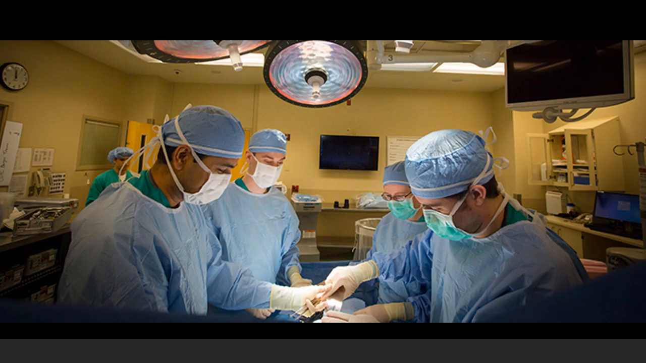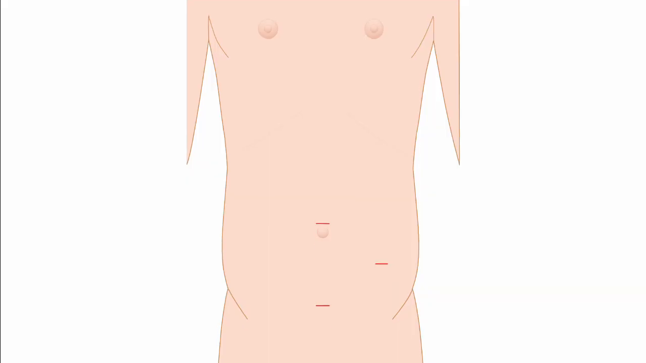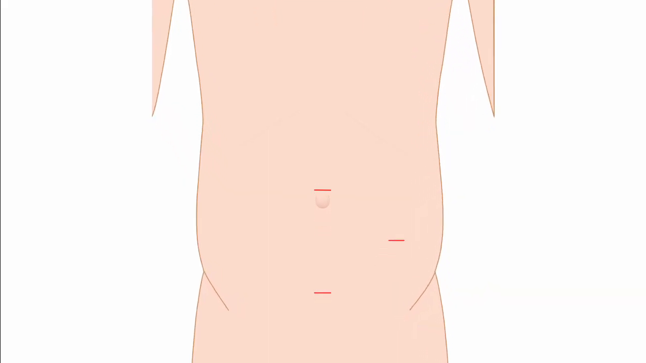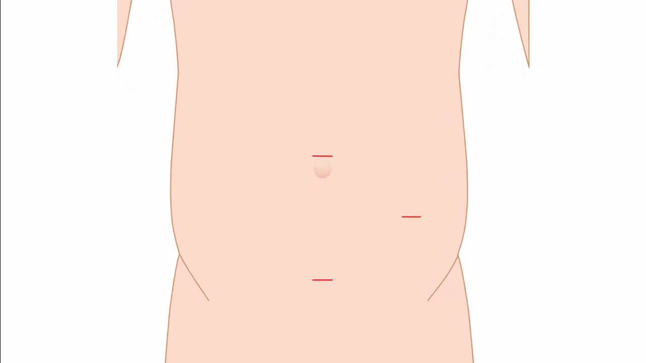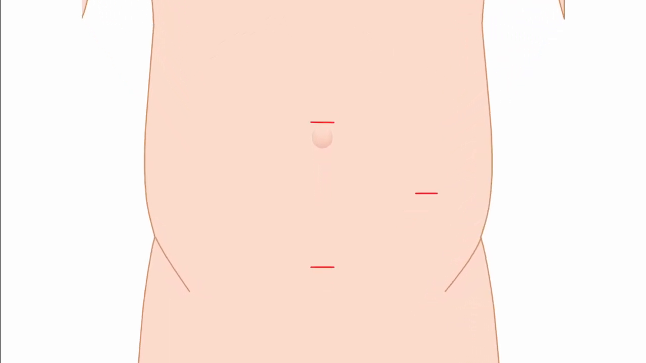Your surgery will be done in an operating room while you are completely asleep. The length of the procedure can vary, but is usually 1 to 2 hours. It is usually done through 3 or more small incisions with the help of a long camera. We call this laparoscopic surgery.